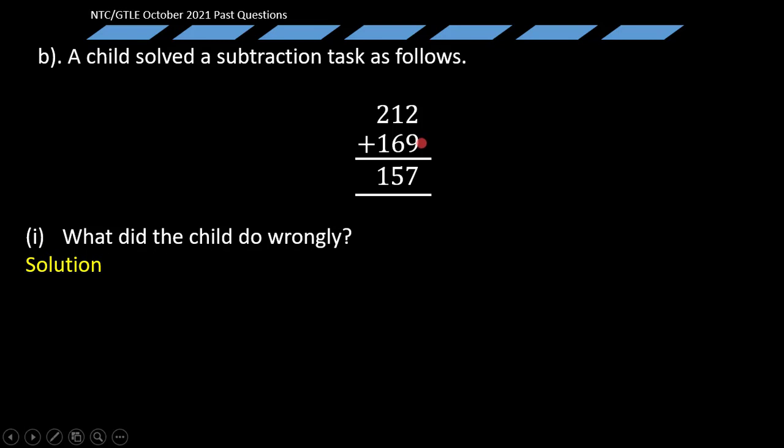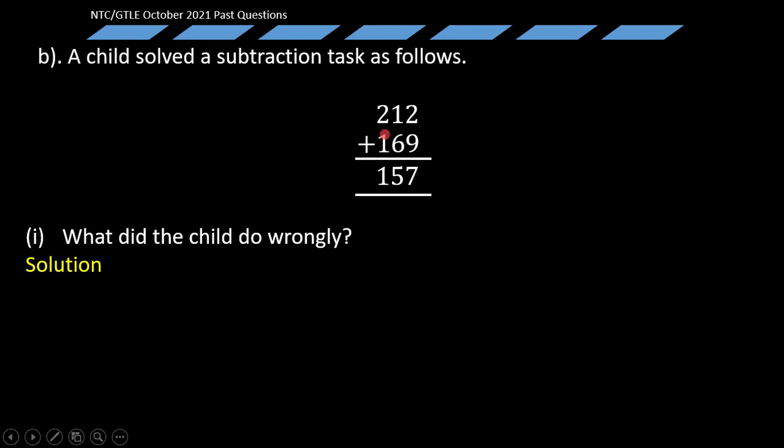For instance, at this place, the child subtracted 2 from 9 instead of 2 minus 9, which would have required that you borrow 1 from this side, making it 12 before subtracting. The child didn't do that. Now in the second part, you get to realize that the child also subtracted 1 from 6. And the last one, 1 from 2, which is actually wrong.